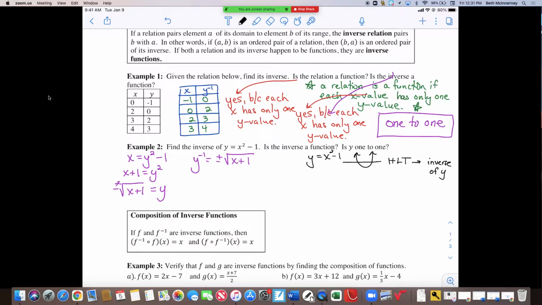Let me repeat that. This is the new part from yesterday. If you take the original equation, the original graph, and you draw a horizontal line through the original, it tells me about the inverse.